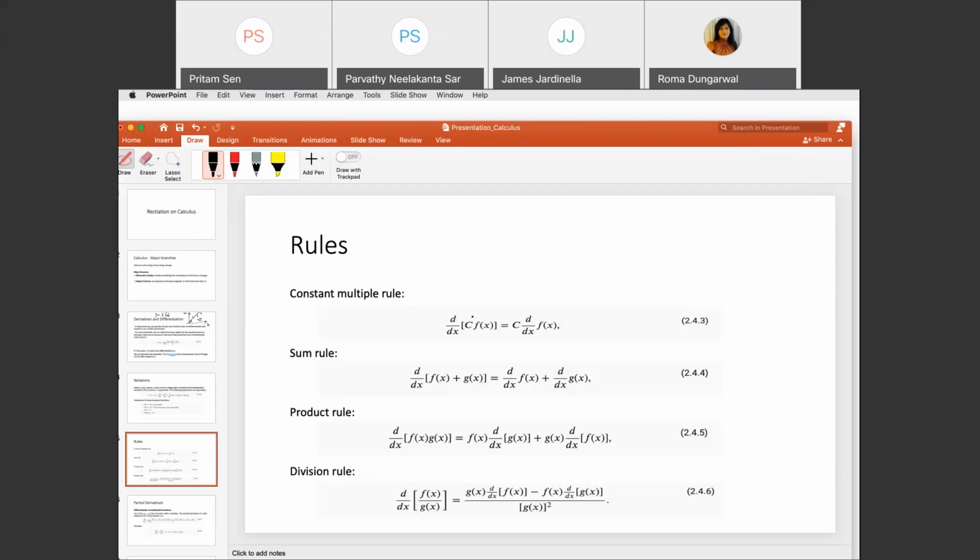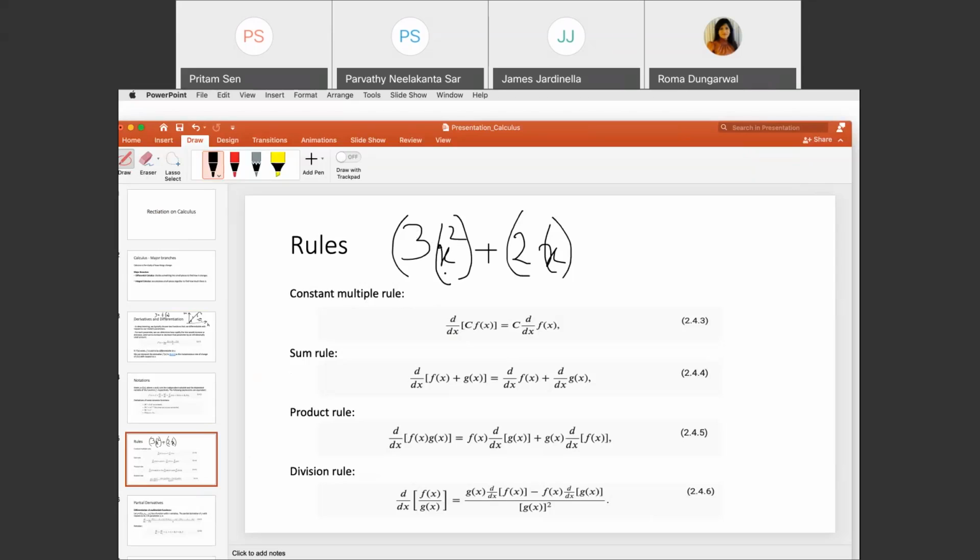So let's show an example. For example, this is a function, 3x squared plus 2x. If we want to get the differentiation with respect to x, then first of all we can use the sum rule. That means we want to get the differentiation of this one and this one, and after that we can apply the constant multiple rule. That means we can ignore the 3 and get the differentiation of this one and this one.